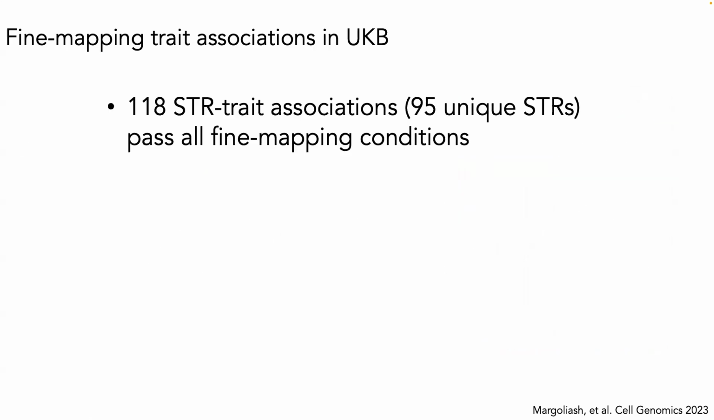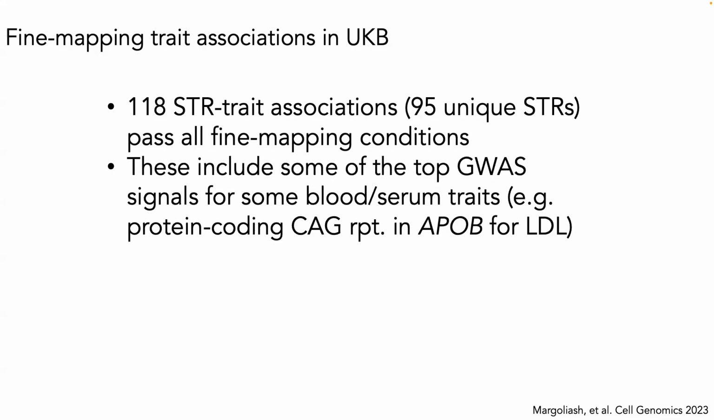Overall, I'm ignoring all the work that we did to incorporate STRs into fine mapping and do detailed fine mapping between the STRs and the SNPs at each locus, which was actually like 90% of the work for that paper, and for doing these types of studies in general, was convincing ourselves that these are actually causal. But at the end of the day, we found 118 STR trait associations that passed all of our fine mapping conditions. These include some of the top GWAS signals known for some of the traits that we looked at.